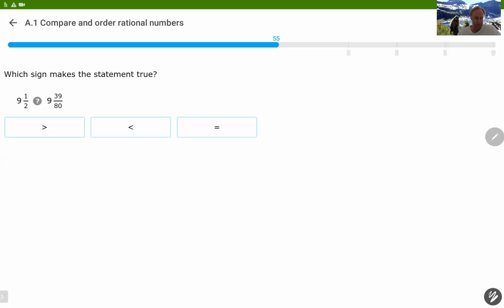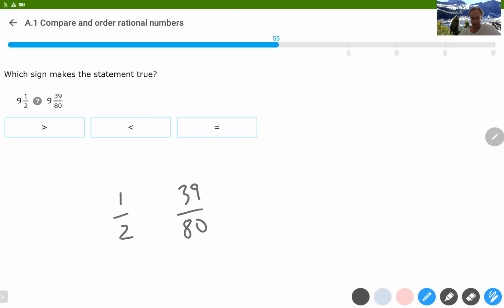Which sign makes the statement true? Well, 39 over 80. Interesting idea here. 39 over 80 versus 1/2. Basically, that's the comparison. We want to see which is bigger. Well, it just so happens that this is 40 over 80, isn't it? So we want it this way.